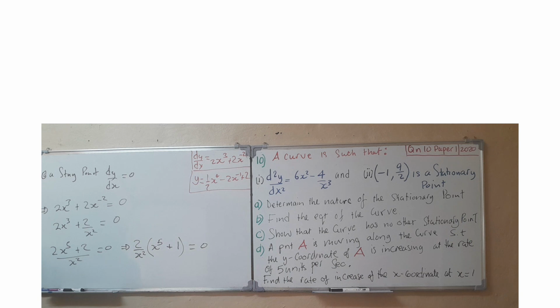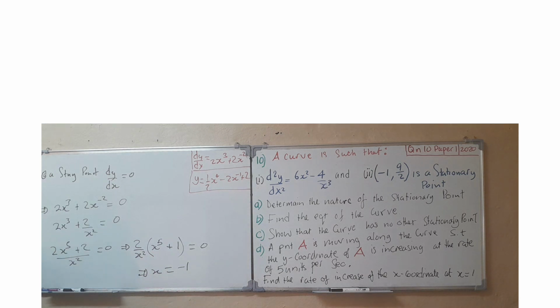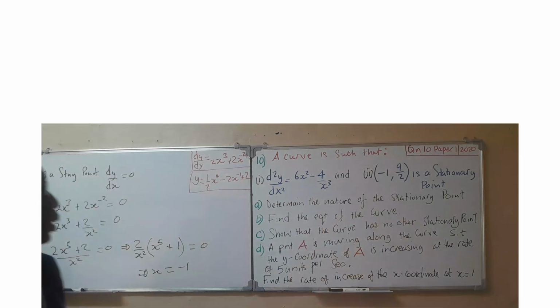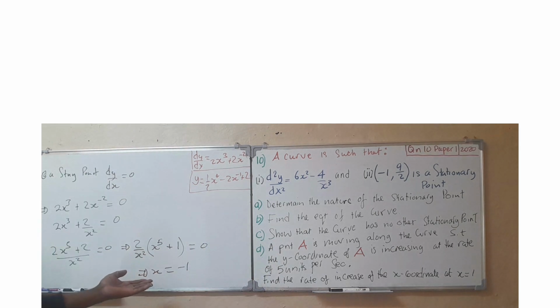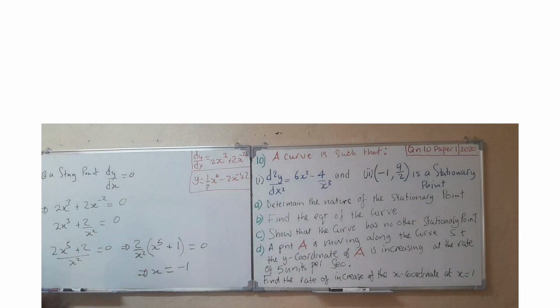Now there are only 2 possibilities: either this is equal to 0 or that is equal to 0, but we cannot take this as being equal to 0 because it's undefined. So the only possibility is that x to the power 5 plus 1 is equal to 0, which implies that x is equal to minus 1. So there is only one stationary point. We have proved that. If we had gotten 2 values, we would have proved that there are 2 stationary points. But there's only one there.